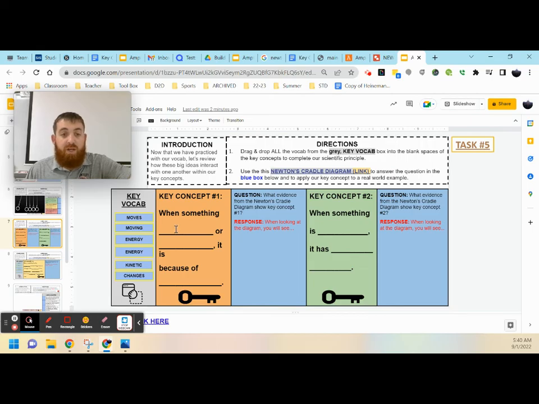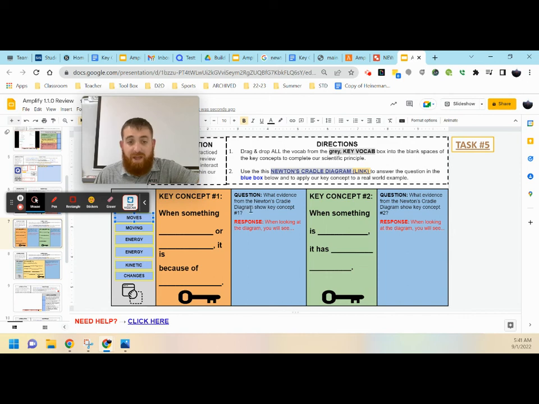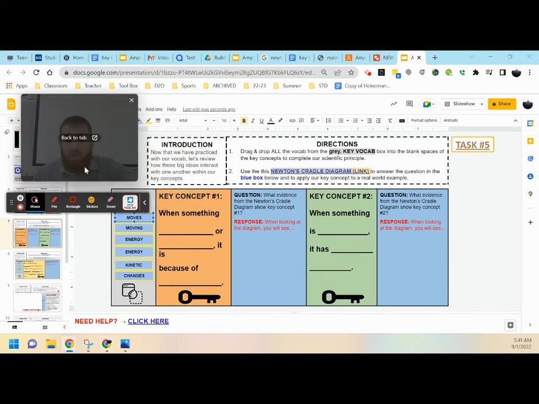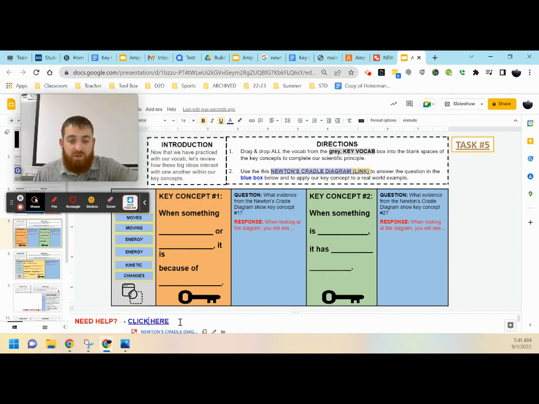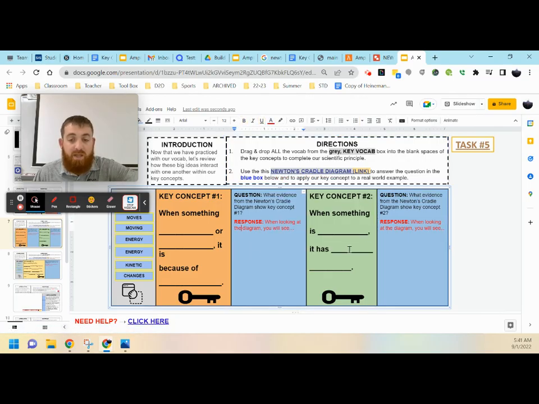First and foremost, you're going to come here and complete the key concepts by dragging and dropping our vocab words wherever you feel they go to complete our two key concepts. Once you've done that, you have a few options. You can begin to answer the questions if you feel confident in your work, or you can double check your answers down here to make sure you got them right in the first place. The diagram of the cradle is up there if you need it, and this is what we need to then answer the blue box questions.